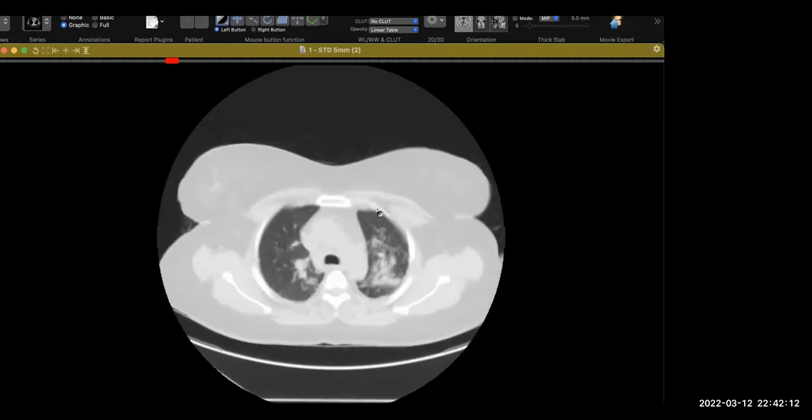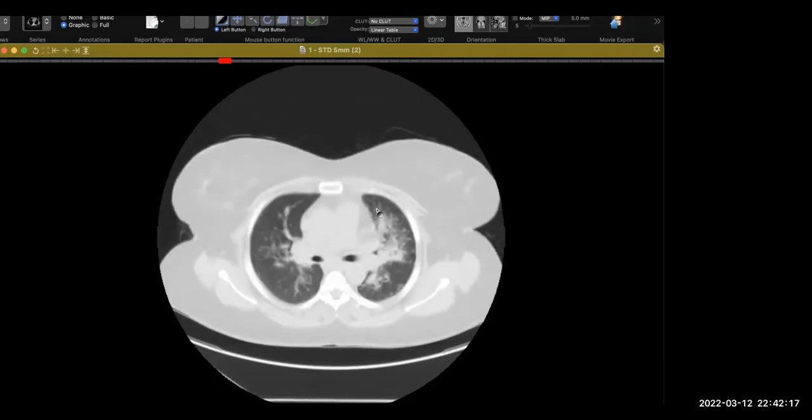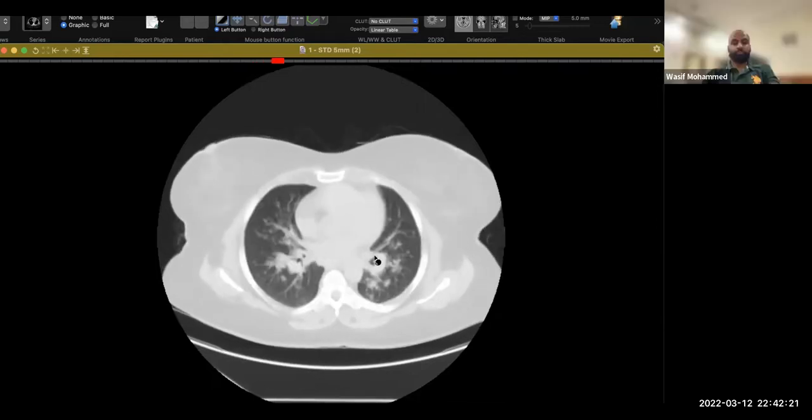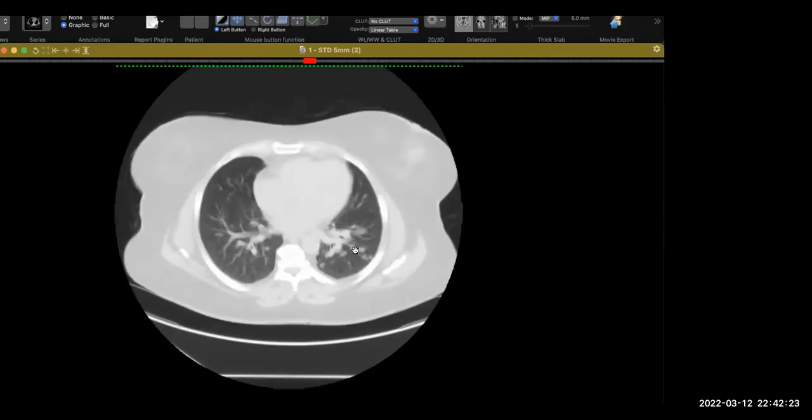There are multiple areas of airspace opacifications in predominantly perihilar distribution. And some of them are also showing tree-in-bud pattern.